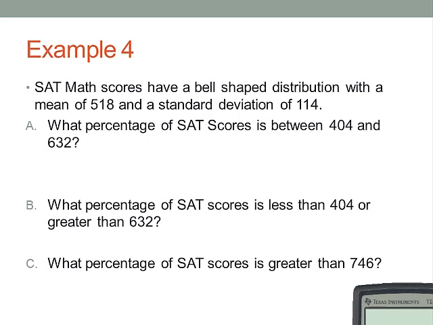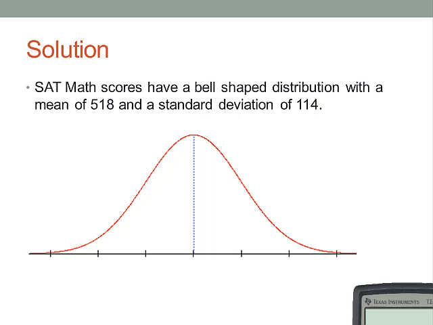Okay, so we're going to work a problem here where we would use that curve. SAT math scores have a bell-shaped distribution with a mean of 518, standard deviation of 114. What percentage of SAT scores is between 404 and 632? I may have to go back to this. I don't have my notes printed out. But here is the curve. When you're doing these, you will always draw out your curve. I've seen students do this without drawing a curve out. They are crazy. Always draw this out.